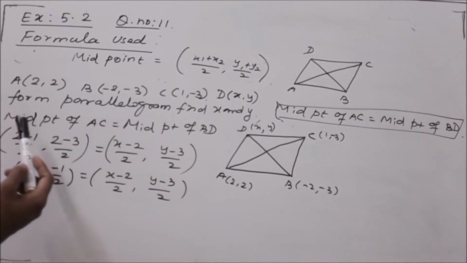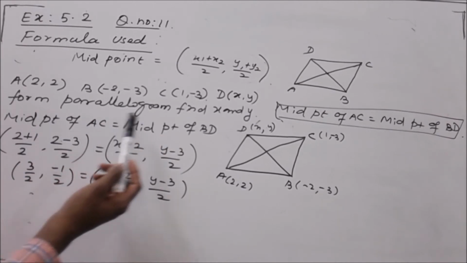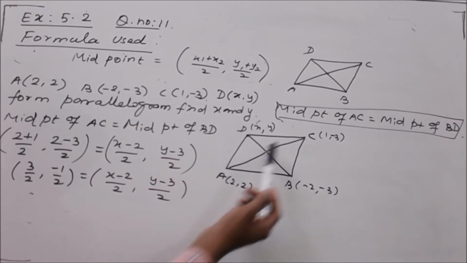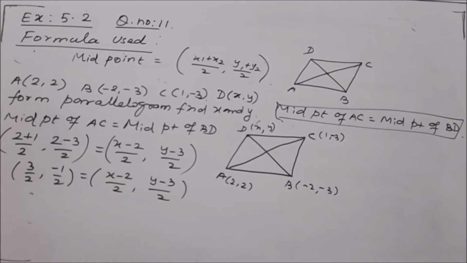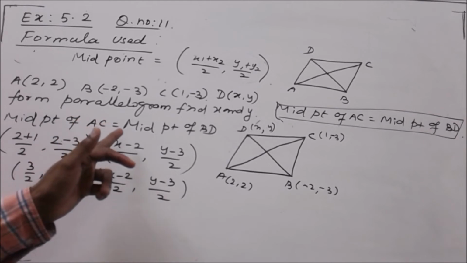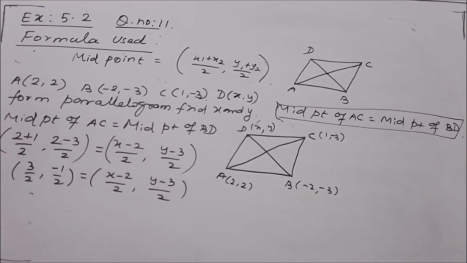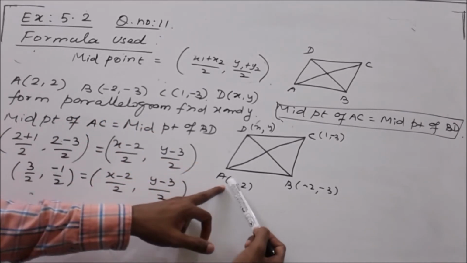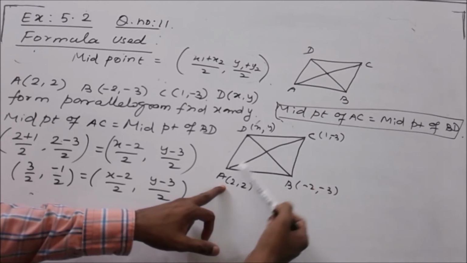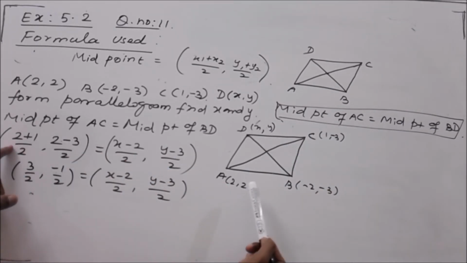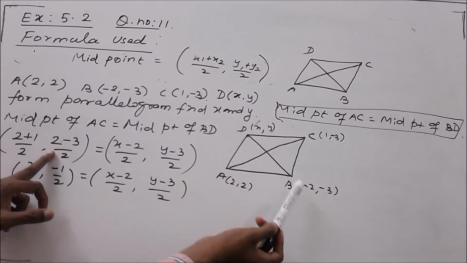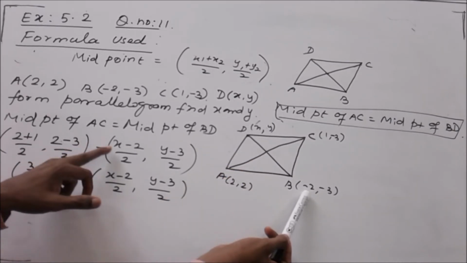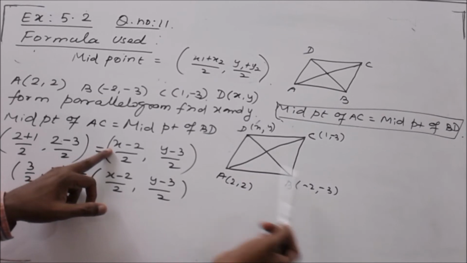In a parallelogram, the midpoint of diagonal AC is equal to the midpoint of diagonal BD, because diagonals bisect each other. So calculate the midpoint of AC: (2 plus 1) by 2, and (2 minus 3) by 2. Then the midpoint of BD: (x minus 2) by 2, then (y minus 3) by 2.